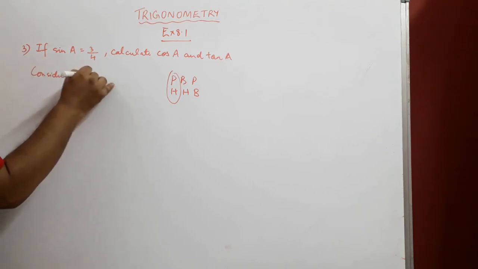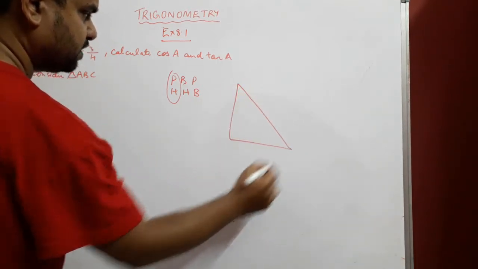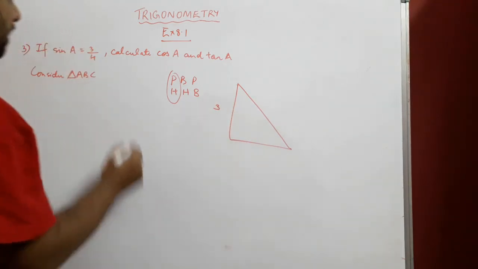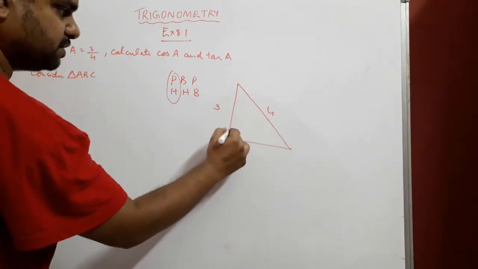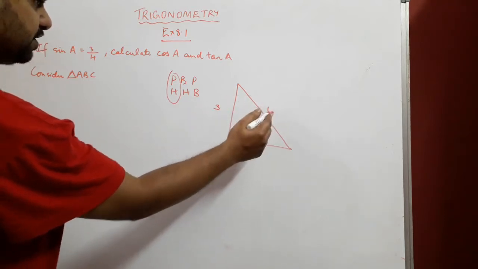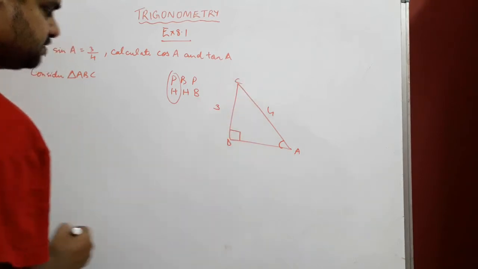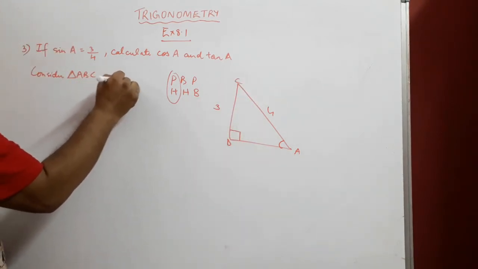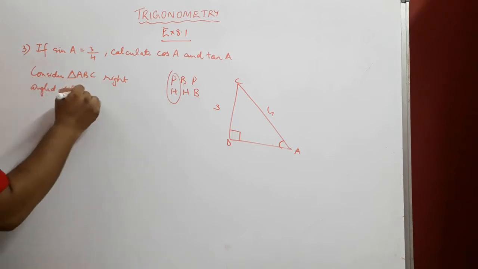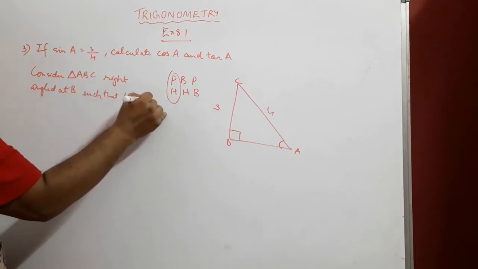So if sin A is that, we'll consider triangle ABC in which our perpendicular has to be 3 and our hypotenuse has to be 4, which means it has to be right angled over here, and sin A has to be 3 upon 4, which means this A should come here. So we'll say it is right angled at B, such that angle B equals 90 degrees.